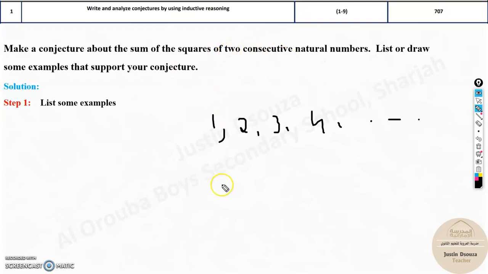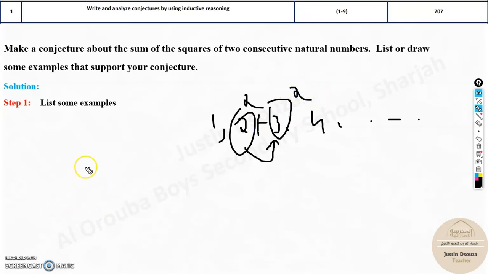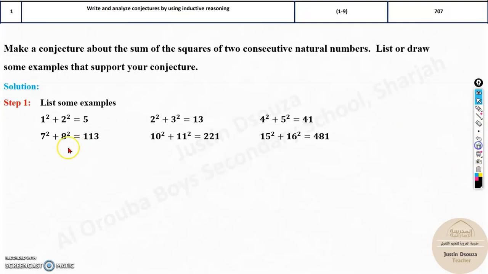Now, 2 consecutive means if I choose 2, then the next one must be continuous. It will be 3, and then it goes on. We need to sum the squares. That means we need to square this plus square this. So think of any number in your mind and write it down. I'm thinking of 7. Okay, square this plus the next term, 8 square. We need to find the pattern of that. So let's take some random examples over here. 1 square plus 2 square, 7 square plus 8 square, 10 square plus 11 square. Find the answers. You can find more, but these are plenty of examples.